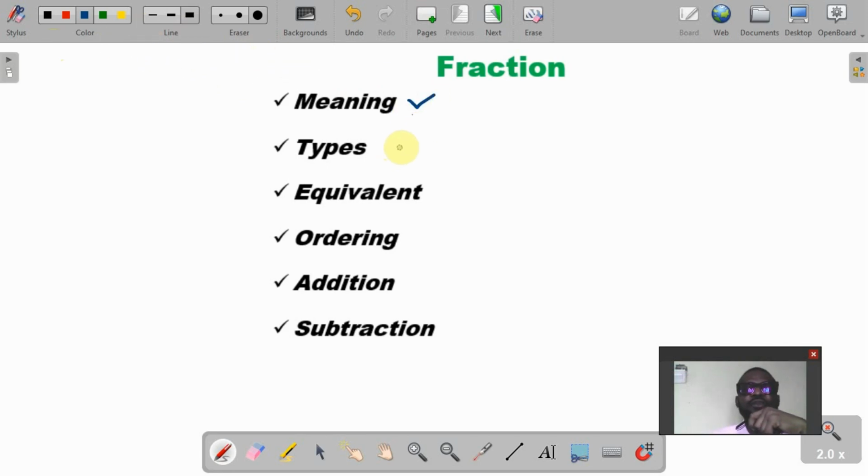We'll be looking at the types of fractions. We'll be looking at the equivalent fractions. We'll look at the ordering, how we order fractions in ascending order or descending order. We'll look at additions and we'll look at subtractions of fractions.